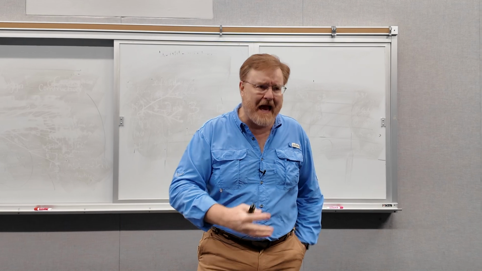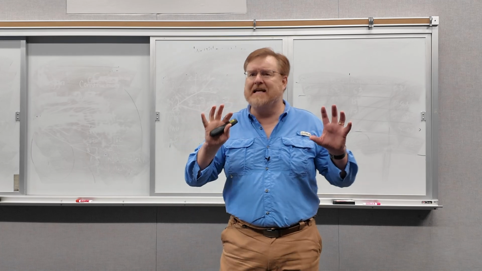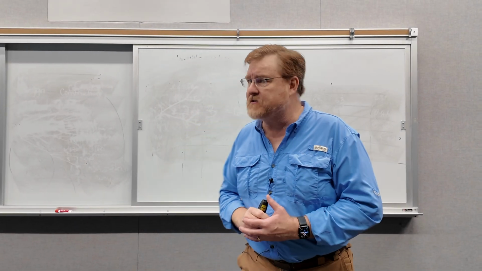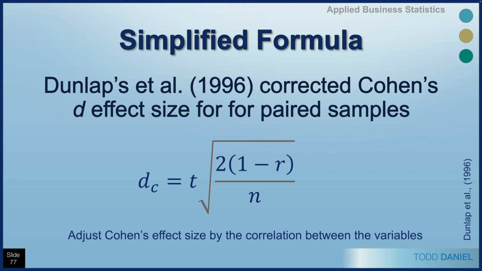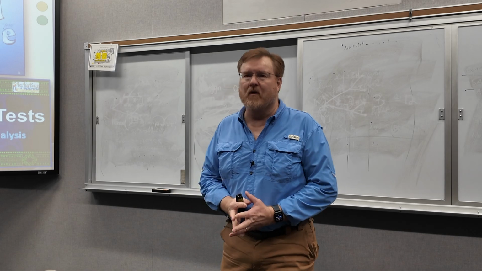We need to correct for the correlation between the before and after scores in order to get an accurate, legitimate effect size. The formula for correcting comes from Dunlap et al., 1996, and it is this. Plug in the numbers from our paired samples test, and we get a Cohen's d effect size corrected to 0.78, which is pretty much the same as the 0.79 that we got with our independent samples t-test. This is the correction that makes it all work.